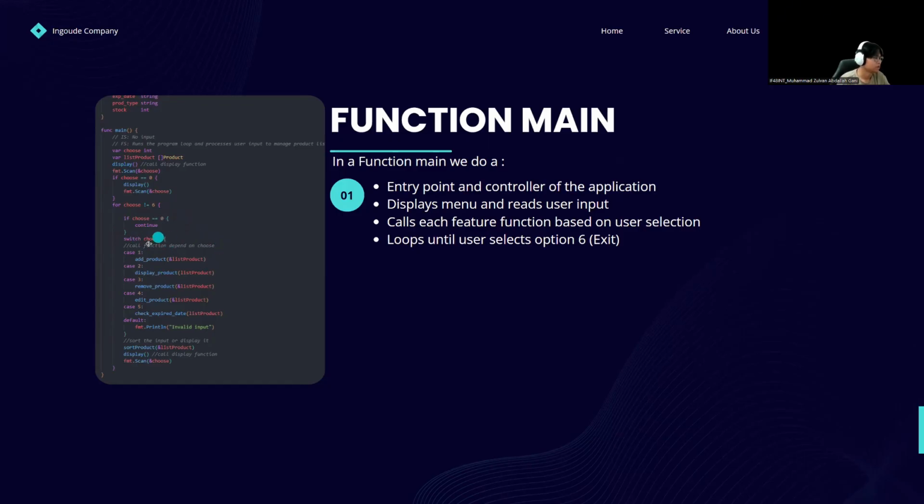Case 1, we're going to call the add product function. Case 2, we're going to call display product. Case 3, we're going to call remove product. And case 4, we're going to call edit product. Case 5, we're going to call check expired date. And then the default is print invalid input. For sorting the input or displaying it, we call the function sort product, and then we call the display function, and then we scan the choice.